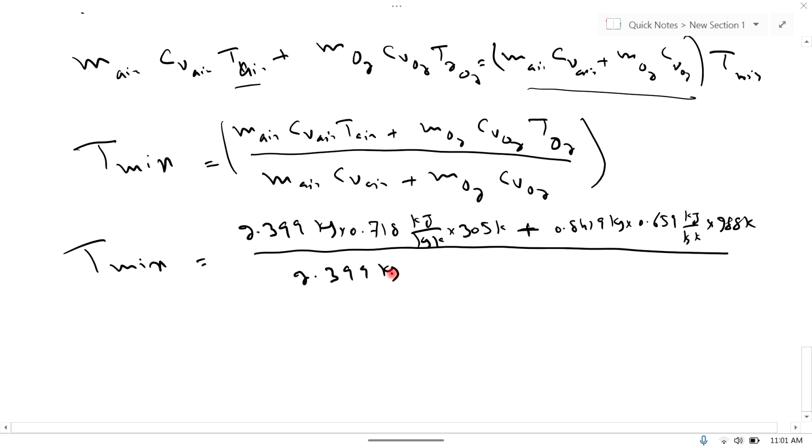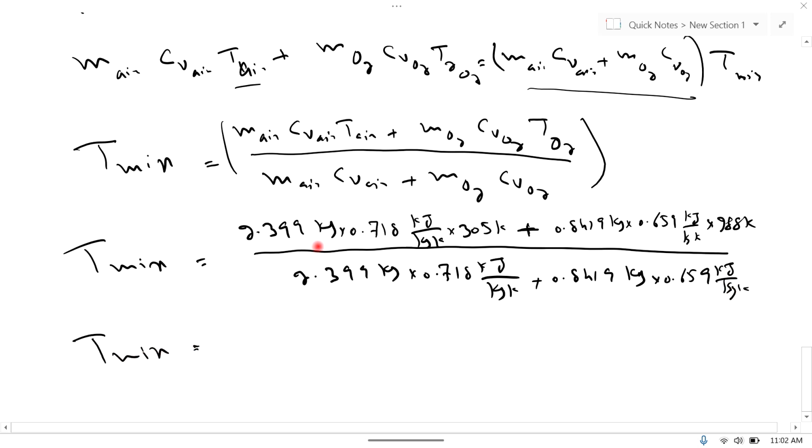2.399 kilogram. CV of air is 0.718 kilojoule per kilogram per Kelvin plus mass of oxygen is 0.8419 kilogram multiplied by CV of oxygen is 0.659 kilojoule per kilogram per Kelvin. So T of mixture. Now simplify this.